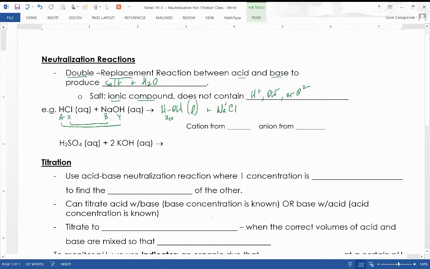Now, sodium chloride, sodium is a +1, chloride is a -1. So a 1-to-1 ratio, and that's going to be an aqueous compound. In these double replacement reactions, the cation always comes from the base. And the anion, in this case the chloride, always comes from the acid. And so you can kind of think of a salt as the product of an acid-base neutralization.